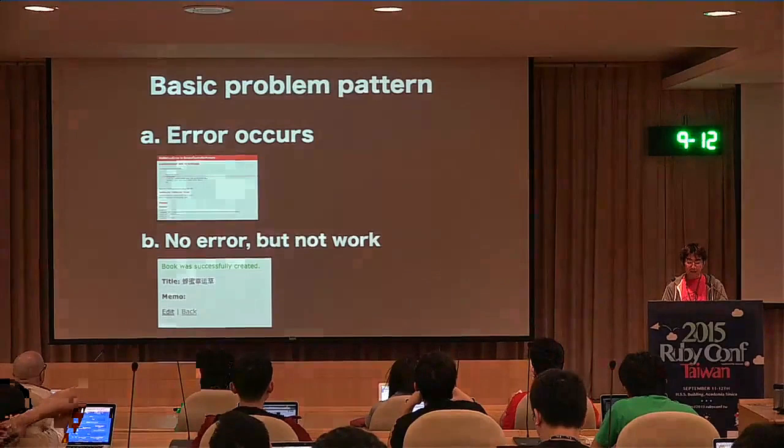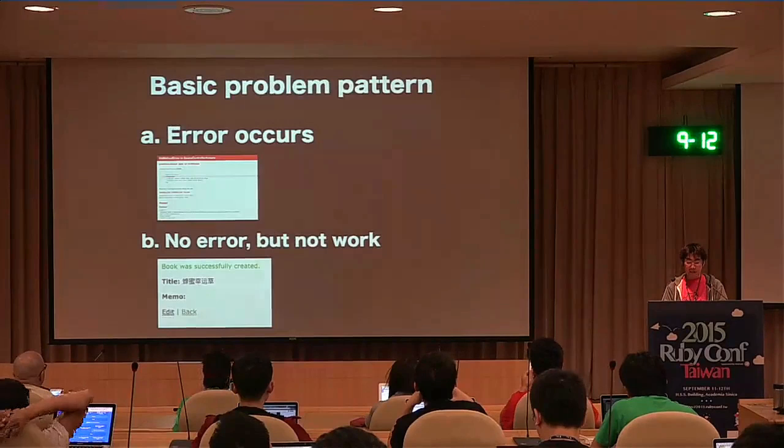First, case A, if we got error, we can get a lot of information in an error page. Error name, message, line number, and request parameters. We can also use web console there. In this example case, the error occurred because of wrong variable name. We can find it from information on this page.